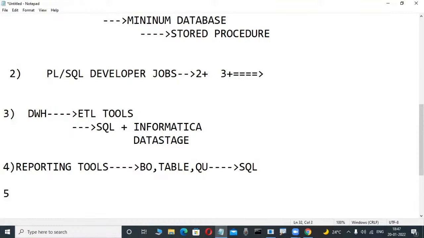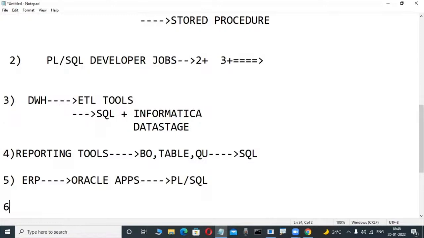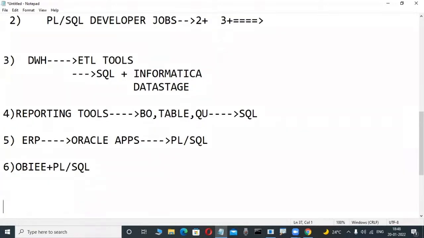Again, suppose some programmers are interested in the ERP side. Oracle Apps is what? ERP is there, same like SAP. Oracle Applications 11 is there. For these persons, very good knowledge is required in PLSQL. Those persons also learn these courses. Again, OBI programmers are there. OBI is a product, and with PLSQL, jobs are there. Those persons also learn these courses.